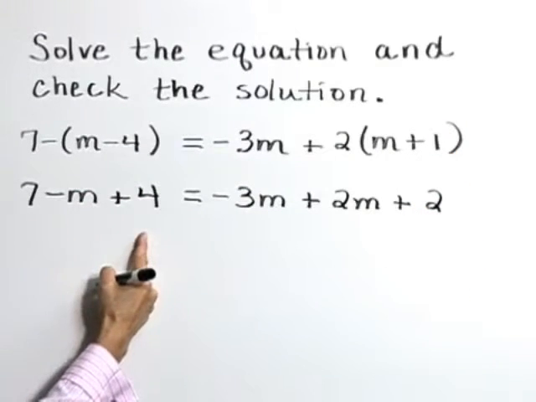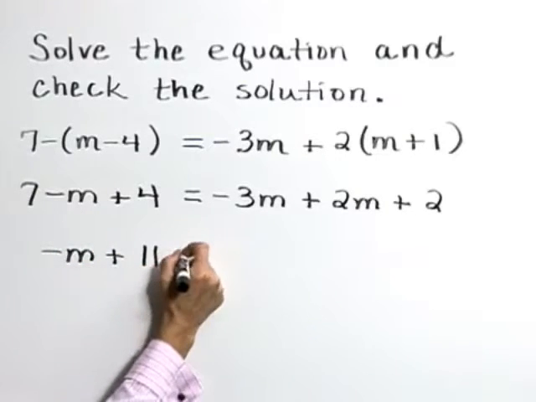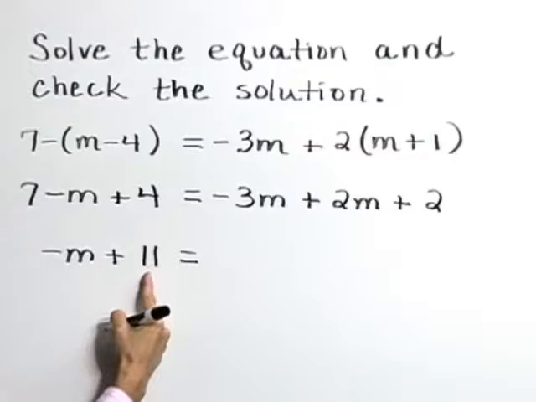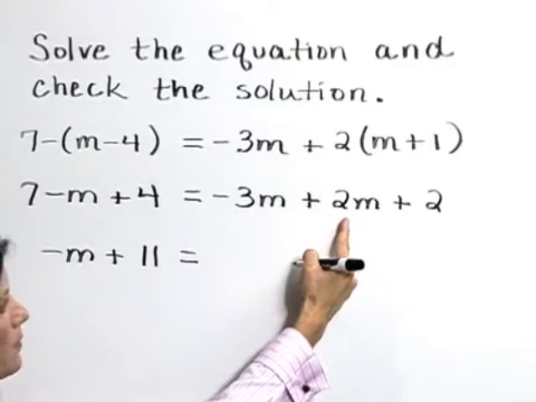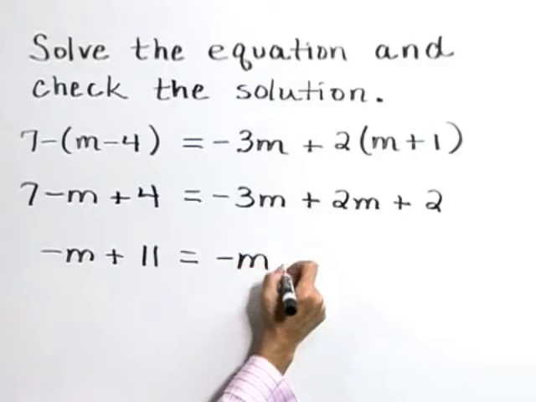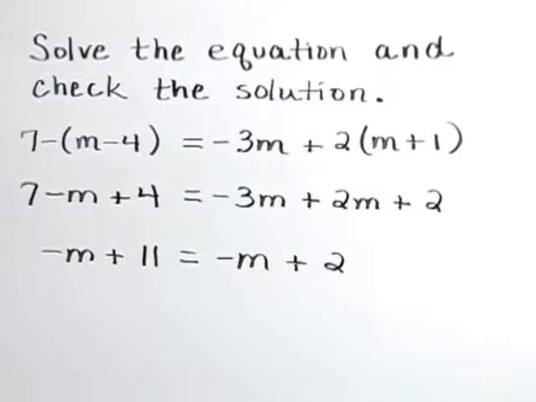Combining like terms on the left gives negative m plus 11, which comes from the 7 plus 4. And combining like terms on the right, negative 3m plus 2m is a negative m. And we have that plus 2 constant value out there as well.